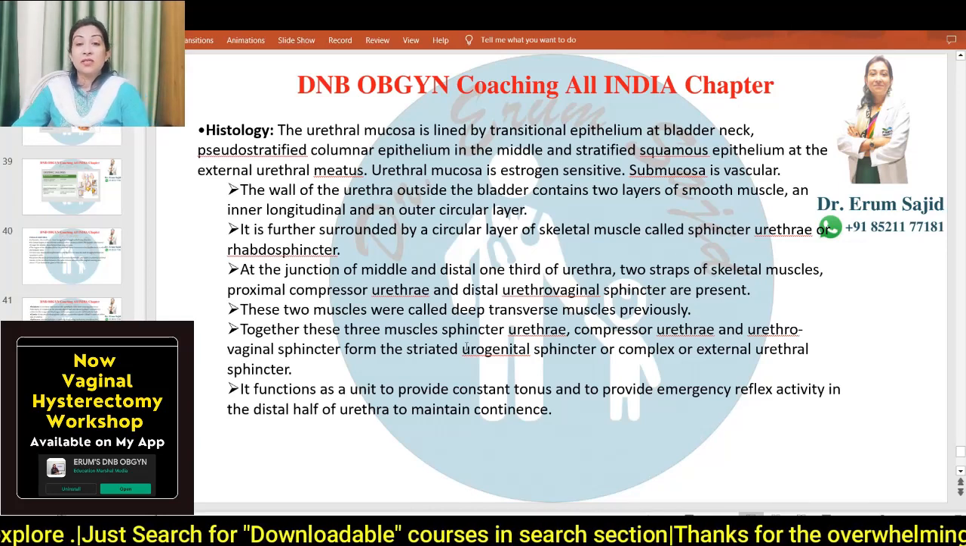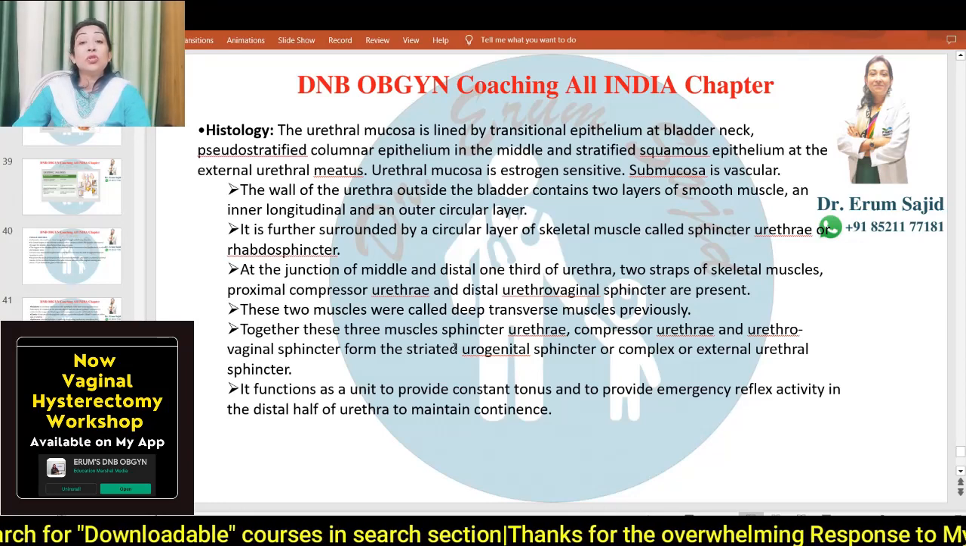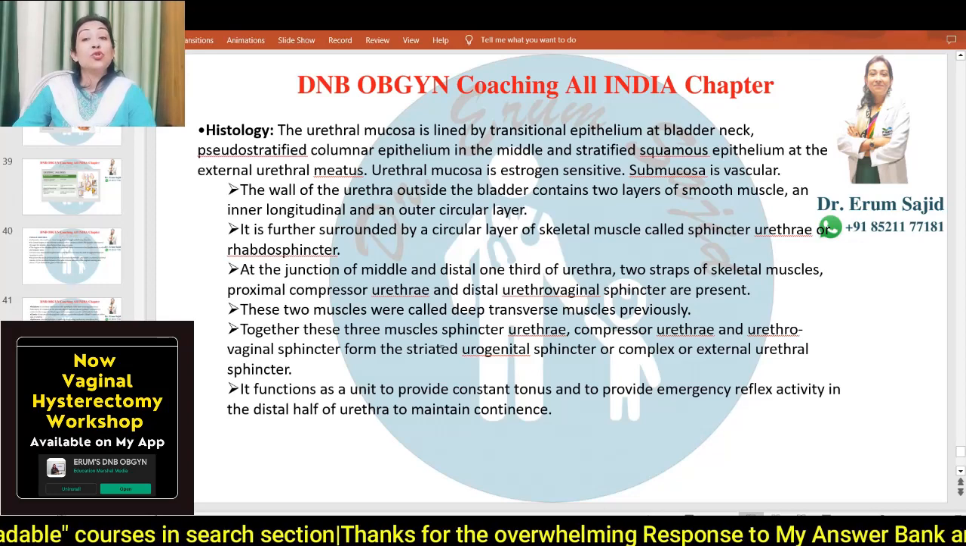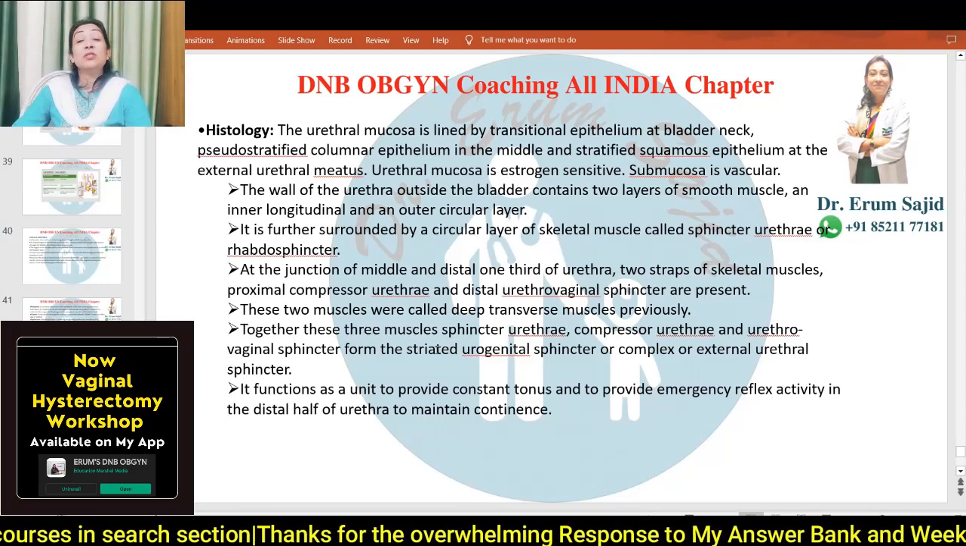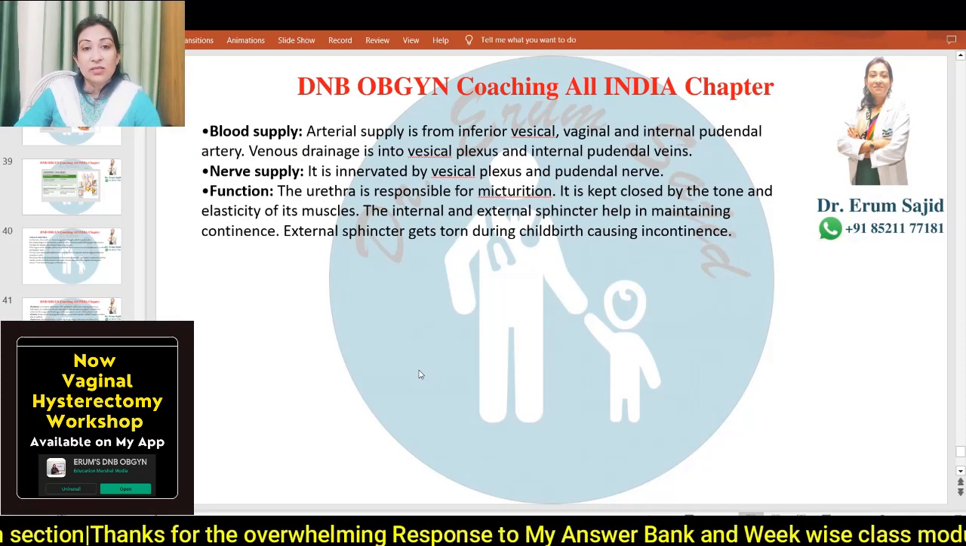Together, these three muscles, the sphincter urethrae, compressor urethrae, and urethrovaginal sphincter, form the striated urogenital sphincter complex or external urethral sphincter, and provide a constant tone and emergency reflex activity in the distal half of the urethra to maintain continence, which is very understandable.